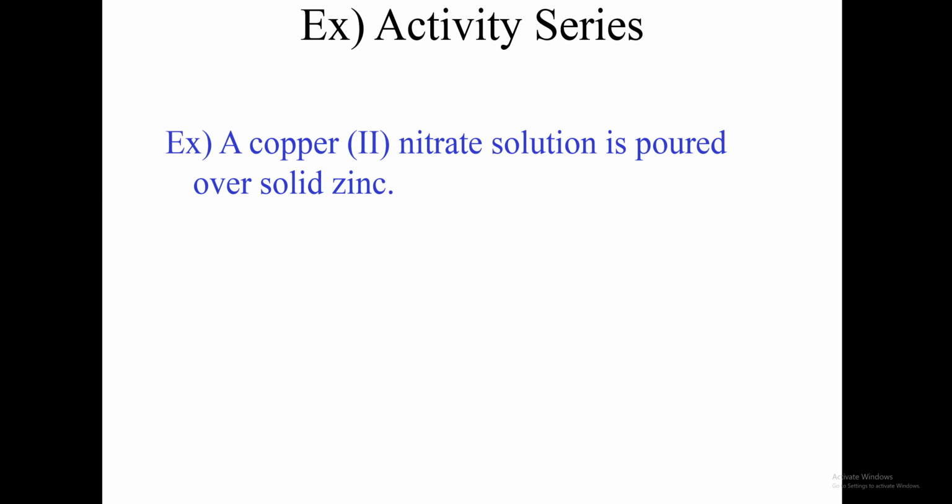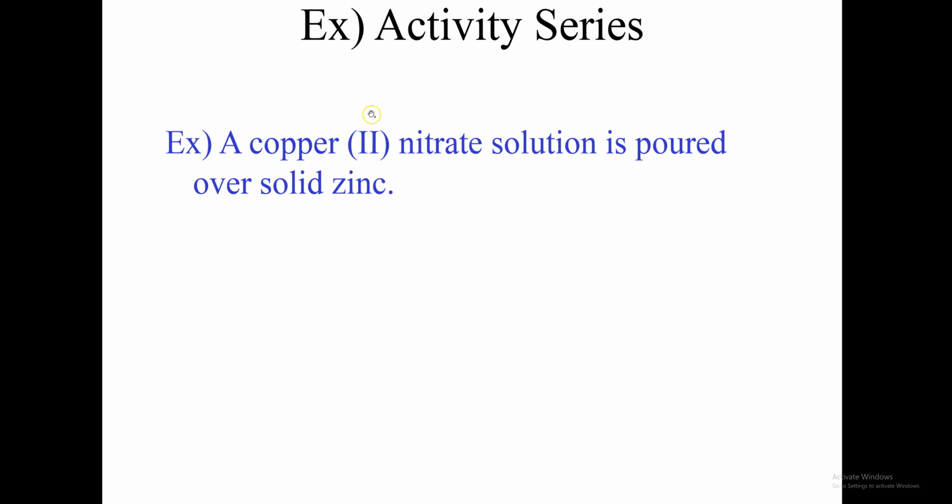So let's go ahead and talk about how you do these activity series in a chemical equation. If I take a look at this example, copper 2 nitrate solution poured over solid zinc, and I ask you, first of all, are you going to have a reaction? And the second question is, what is the reaction going to look like?